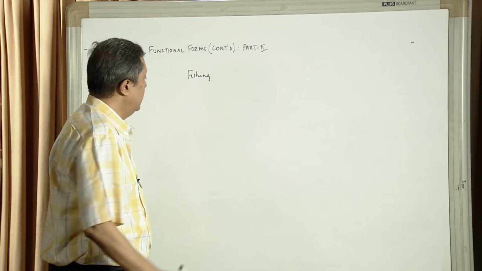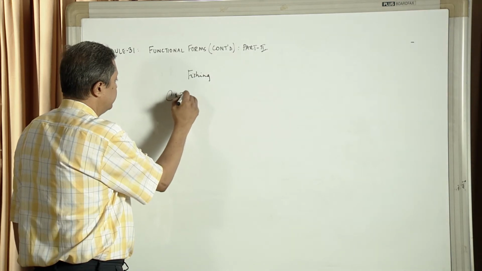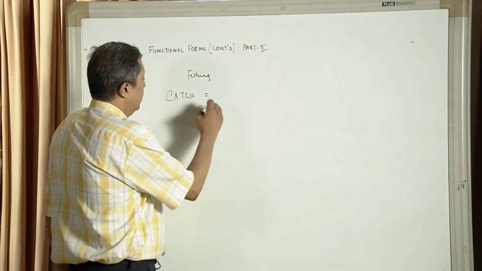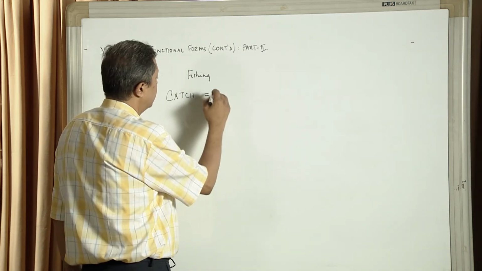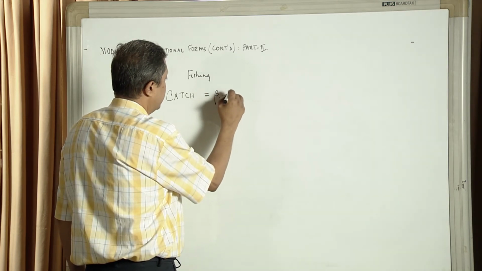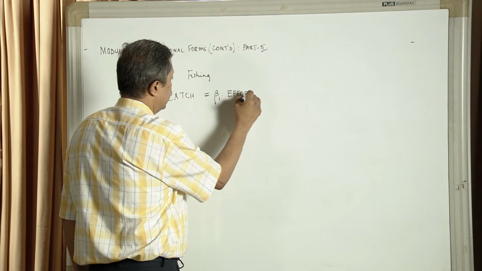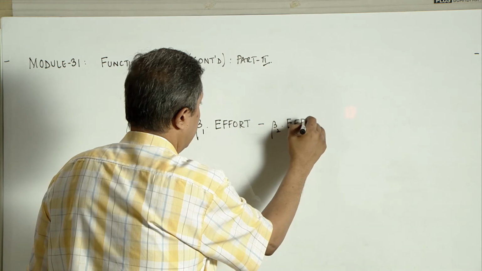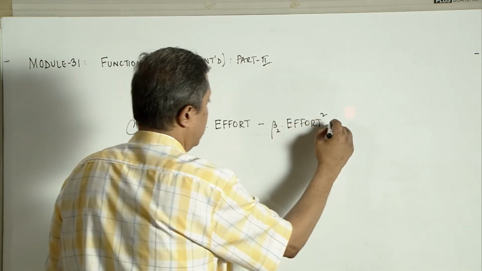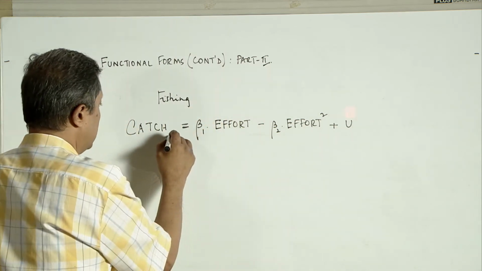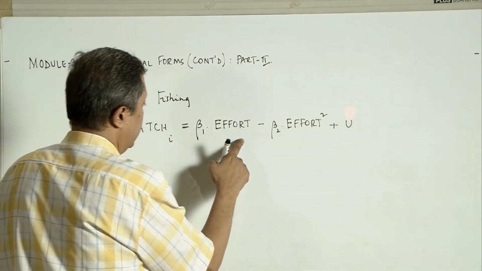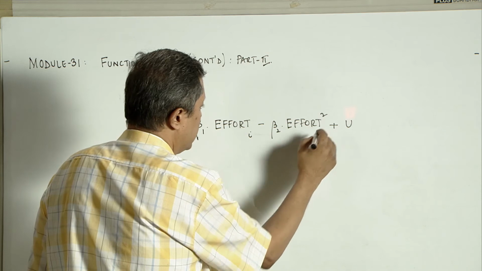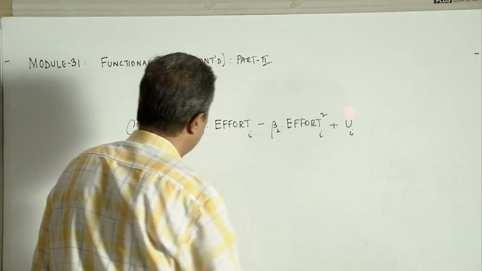So, the catch that one gets is modeled by a regression: beta 1 times effort minus beta 2 times effort square plus u. So, the ith observation of the catch is explained by the ith observation of the effort, the ith observation of the square of the effort, and ui.